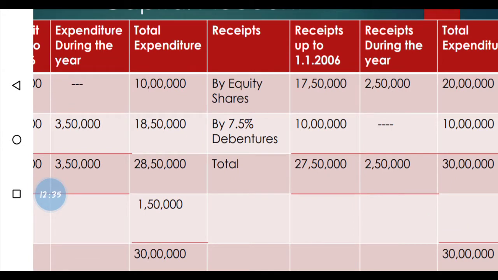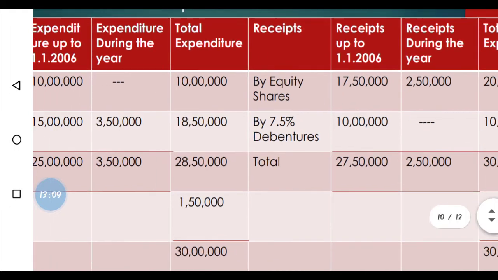Again, debentures. Even though it is a liability, we are getting funds, we are getting cash inside. So 7.5% debentures 10 lakh, that is up to 1/1/2006. For the current year there are no debentures, so total receipt you have to take as 10 lakhs. So total receipts up to 1/1/2006 is 27,50,000, and receipt during the current year is 2,50,000, and total receipt is 30 lakhs.